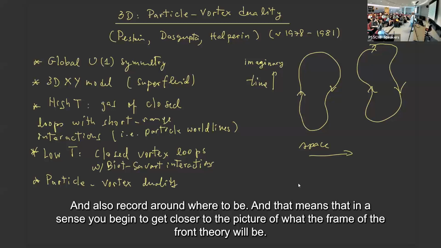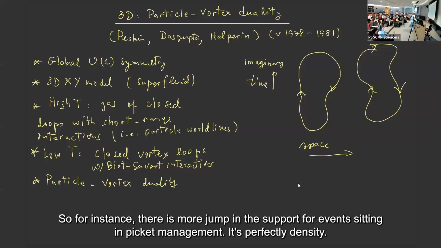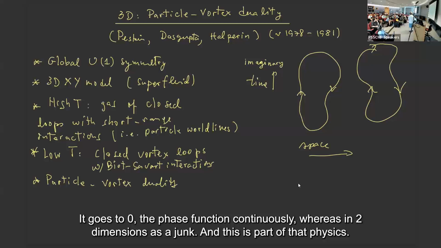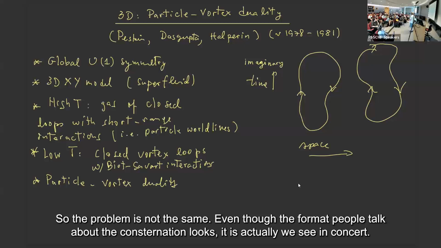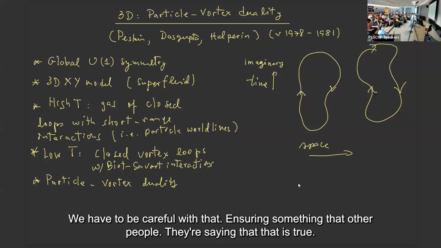So for instance, there is no jump in the superfluid density in three dimensions. The superfluid density goes to zero at the phase transition continuously, whereas in two dimensions it has a jump. And this is part of that physics. So the problem is not the same. Even though the formal people talk about the proliferation of loops, it is actually a misleading concept. You have to be careful with that. I'm sure I'm insulting a lot of people by saying this, but it's true.